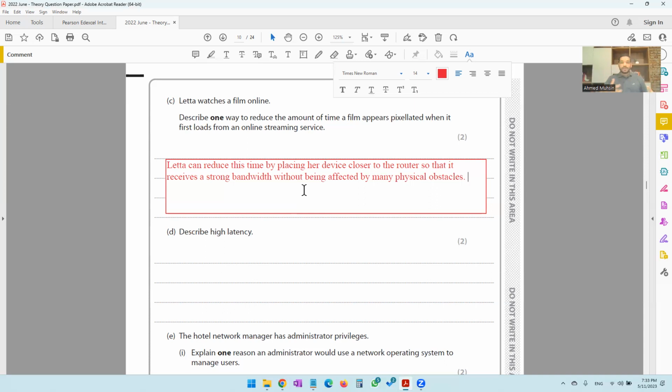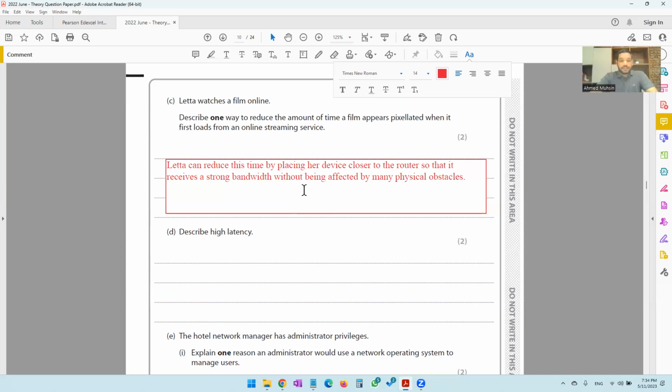If she is too far away from the router, the signals from the router have to reach her device, and in between there can be too many physical obstacles that are reducing the strength of those signals. So by her coming closer to the router, this distance is being reduced. These physical obstacles are being eliminated. That problem is not there because her device is now very, very close to the router.